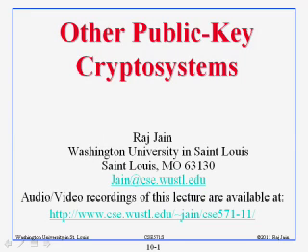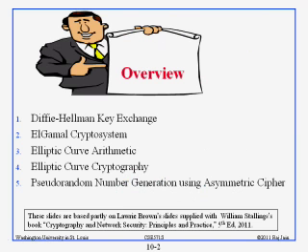So RSA is not the only method for public key. Other methods are now coming in the standards. So those are the methods we will talk about in this chapter. We'll start with Diffie-Hellman key exchange, then the ElGamal cryptosystem, then elliptic curve cryptography, and then end with pseudo-random generation using asymmetric cipher.